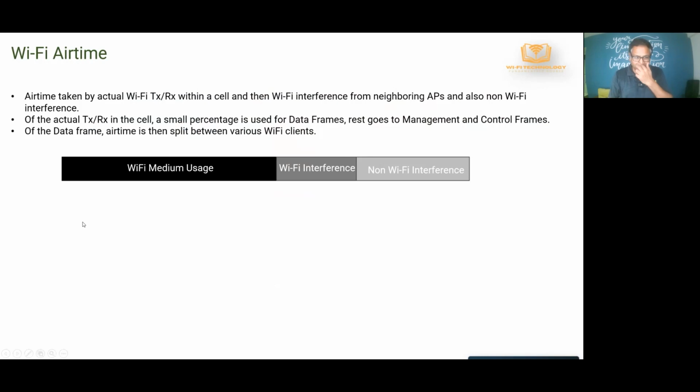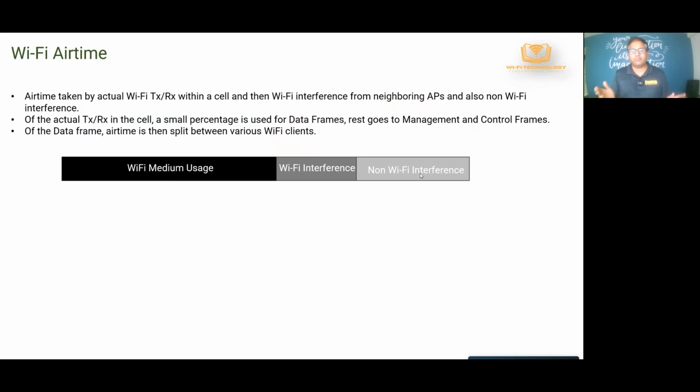If you look at this, this is the entire medium time or airtime available over a period of time. Not all of that is actually useful for Wi-Fi medium usage. Some portion of that goes for Wi-Fi interference, and some portion goes for non-Wi-Fi interference. So what is non-Wi-Fi interference? If there is any kind of Bluetooth or Zigbee, cordless phones, baby monitors, radar signals, any of these other technologies that are operating in the Wi-Fi spectrum, they come under non-Wi-Fi interference.